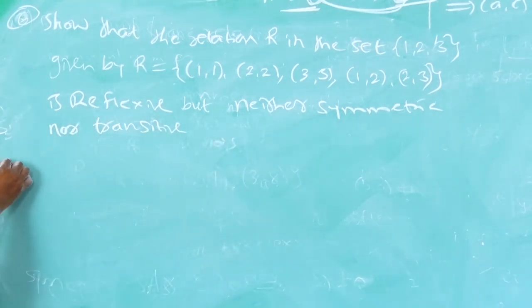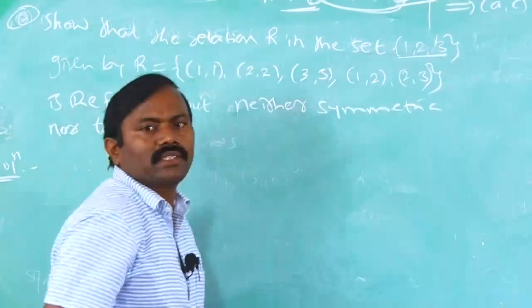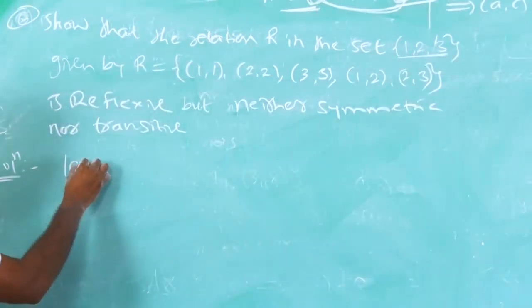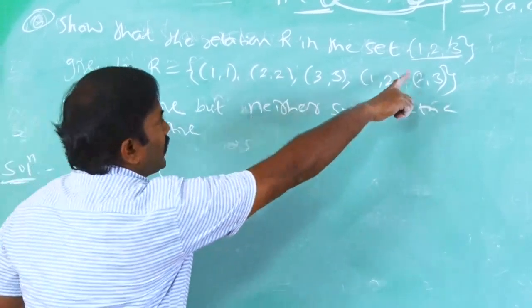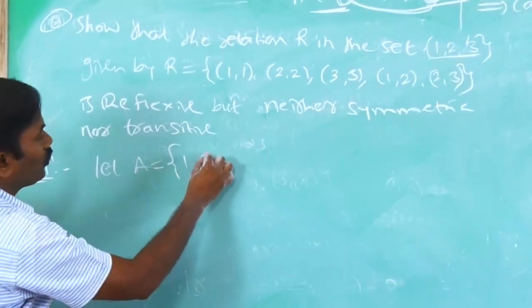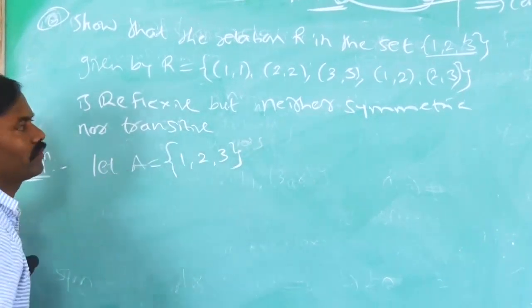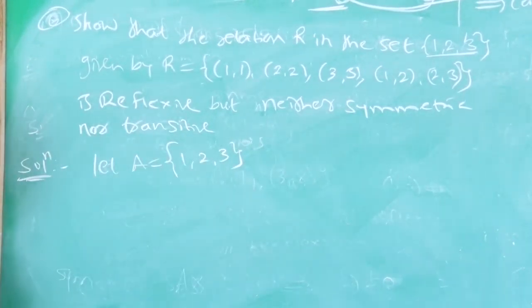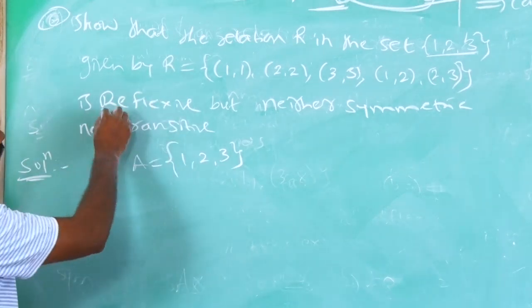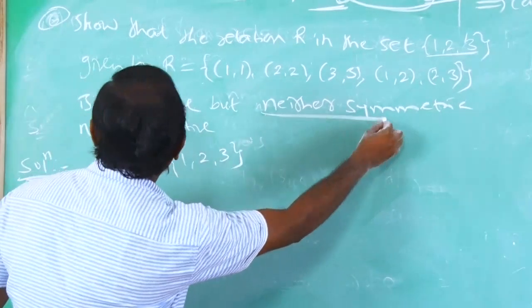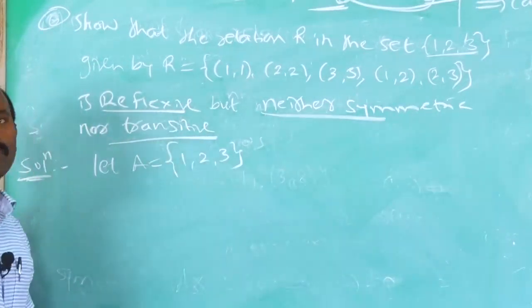Now take this solution. First of all, take a non-empty set. In the example given, this is the non-empty set. Let A be the non-empty set with elements 1, 2, 3. Next, find the relation defined on this set A that is reflexive but neither symmetric nor transitive.